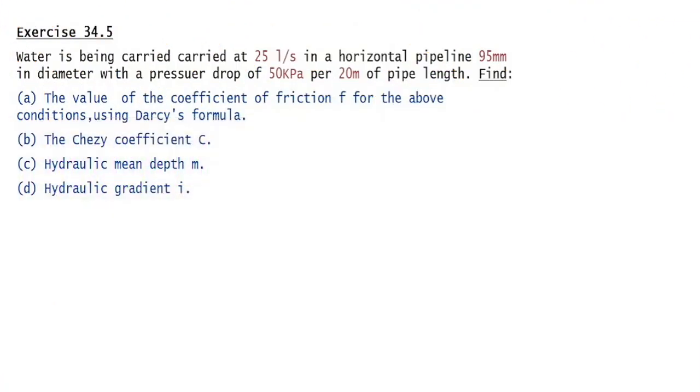In this lesson, we're going to be solving this problem statement. This problem statement is under hydraulic system. Here we are required to find Chezy's coefficient. We are required to find the hydraulic mean depth. We are required to find the hydraulic gradient, which is I. And also we are required to find the value of the coefficient of the friction.